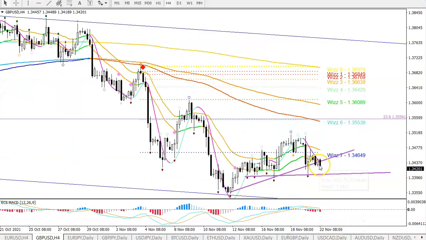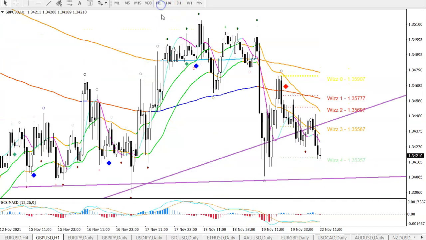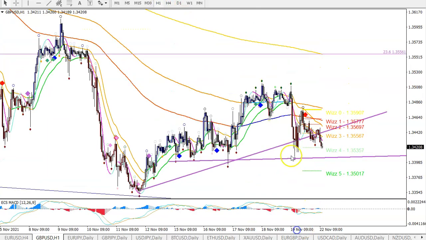So this 4-hour candle could already break below this trend line. That could already be one way of looking for a breakout to the downside. Let's take a look at the hourly. Very messy here, but we're getting lower lows and lower highs on this hourly chart.